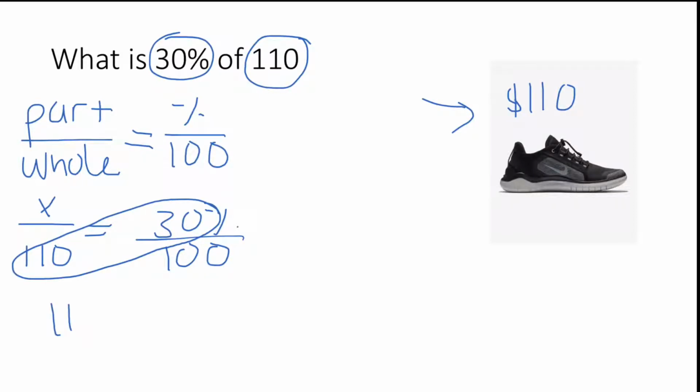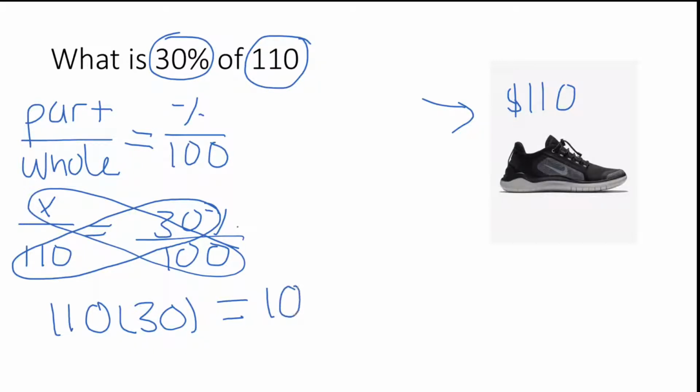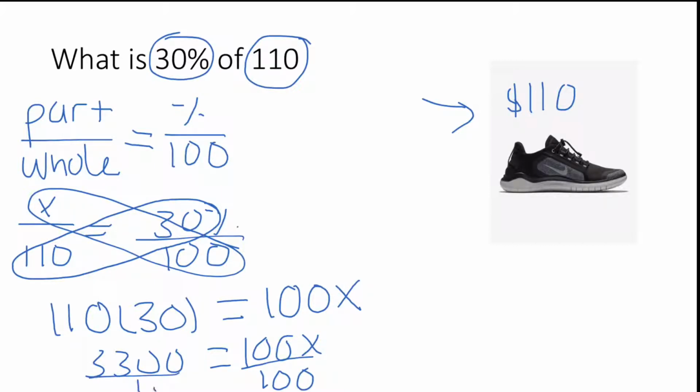So we have 110 times 30 equals X times 100. So 100X. And then we're just going to multiply, so 110 times 30, and that'll give us 3,300. And then we're going to divide both sides by 100. So this will give us 33. So we're going to save $33 on these shoes.